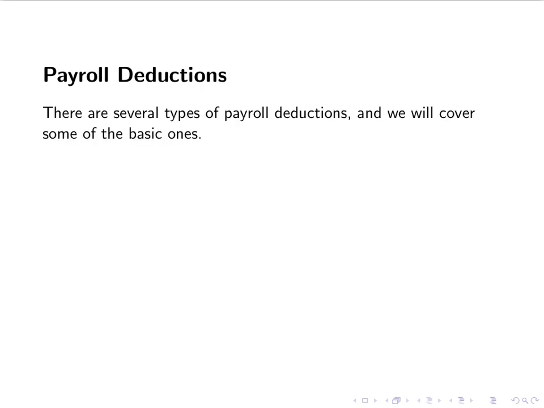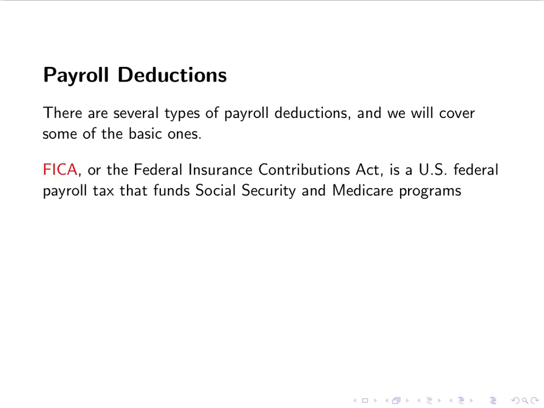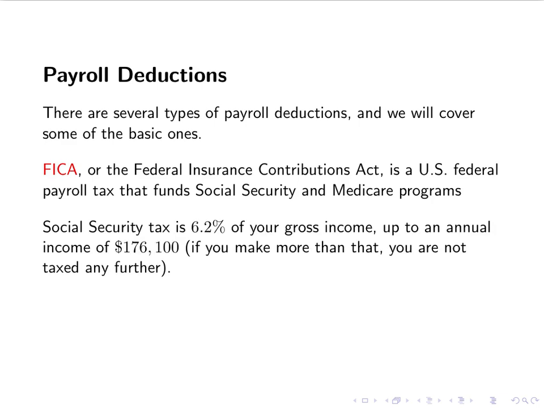Hello everyone, today we're going to look at payroll deductions. There are several types of payroll deductions. We'll cover some of the more basic ones. FICA, or the Federal Insurance Contributions Act, is a U.S. federal payroll tax that funds things like Social Security and Medicare. These are both percentages of your gross income.